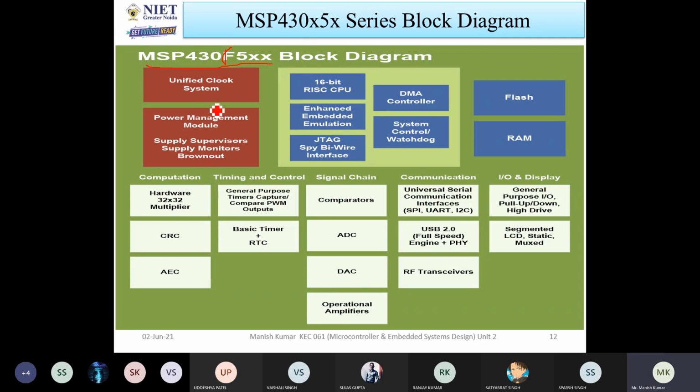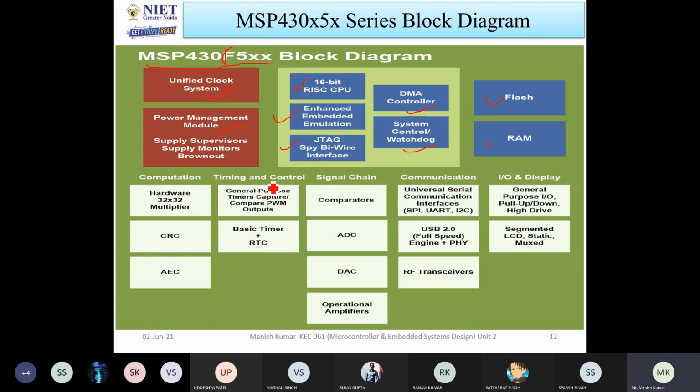You can see that here also I have the unified clock system. There is also a power management module, and also a 16-bit RISC CPU. Enhanced embedded emulation module EEM, JTAG is available. DMA controller is available. System control and watchdog timers are available. Flash memory and RAM are available. So all the things whatever are there in the general series block diagram are also available.